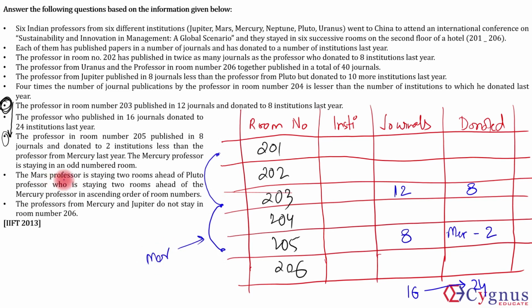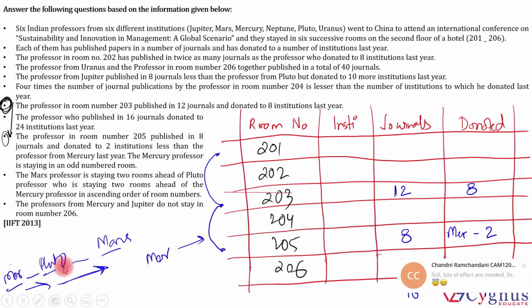Okay, the Mars professor is staying 2 rooms ahead of Pluto. Okay, Mars is 2 rooms ahead of Pluto. Who is staying 2 rooms ahead of Mercury? Okay, so Pluto is staying 2 rooms ahead of Mercury. This is what is given, in ascending order of rooms. So Pluto's room number will be greater than Mercury's room number and Mars's room number will be greater than Pluto's room number. Now we know Mercury is in odd numbered floor, right?